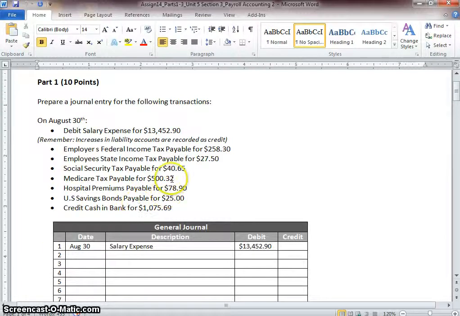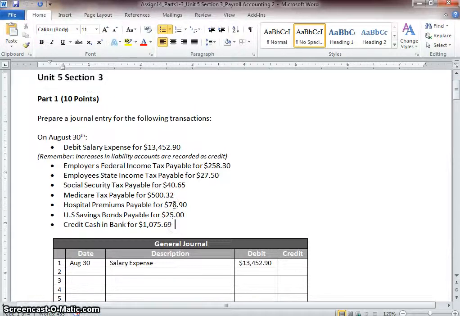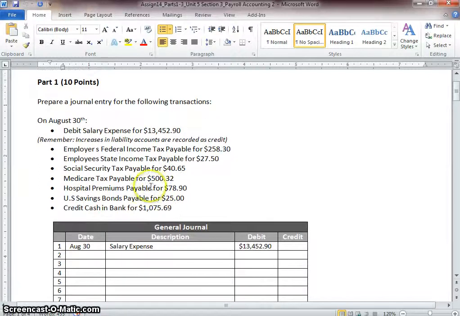Congratulations for making it to the last assignment of this term. Let's take a look at it. It is kind of a lot of work, just kind of a big grand finale for you. So let's take a look and figure it out.